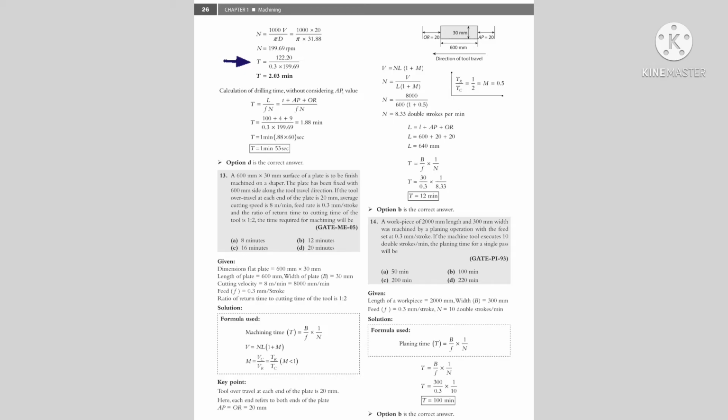But the calculated drilling time value is not given in the options. Hence, let us calculate the drilling time without considering the compulsory approach value, which is given here. Finally, we get T value as 1 minute 53 seconds, which is correctly matching with option D given in the question.